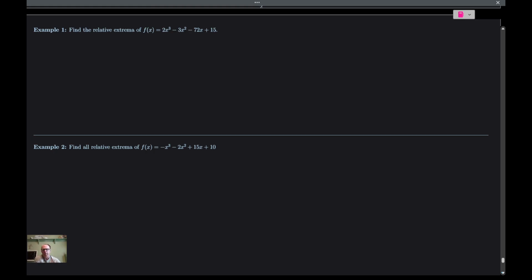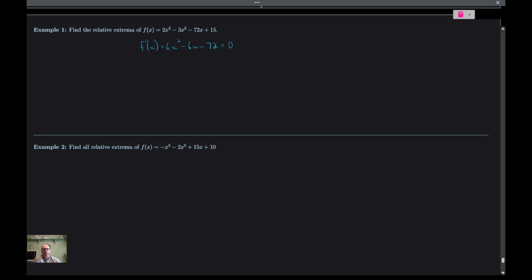So let's take the derivative. I think I said in the last video, or the last section, that the first step in pretty much all these problems is to take the derivative. Very standard. So we have 6x squared minus 6x minus 72. And then usually, almost always, we're going to set that equal to 0. And what does that give us? If we set the derivative equal to 0, that tells us what the critical points are.